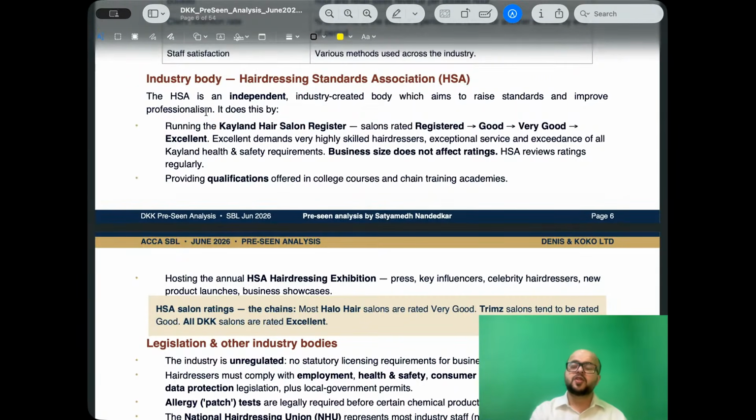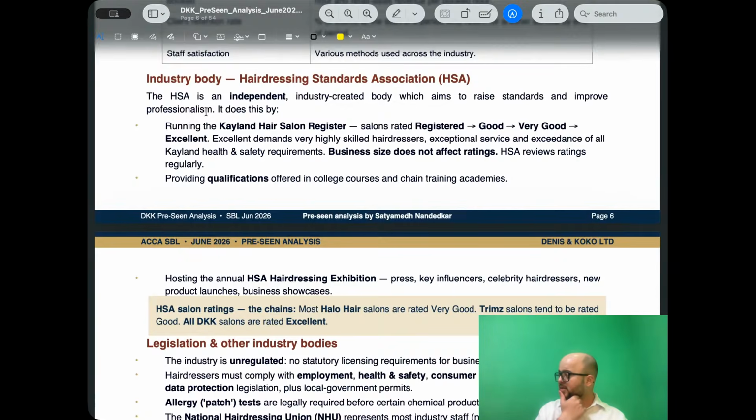Then, what is the industry body here? The Hairdressing Standards Association, an independent industry-created body which aims to raise standards and improve professionalism. It does this by running the Salon Register. Salons are rated registered, good, very good, excellent. Excellent demands very highly skilled hairdressers.